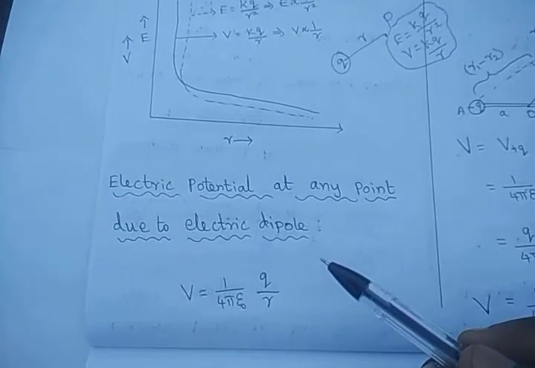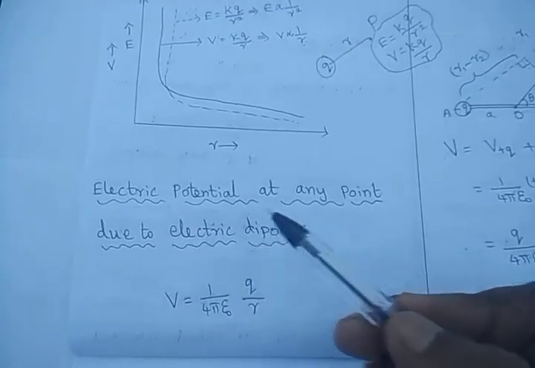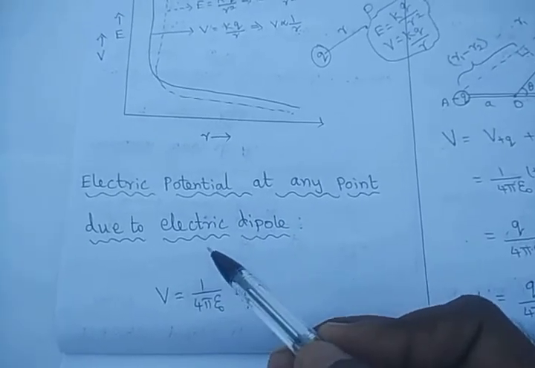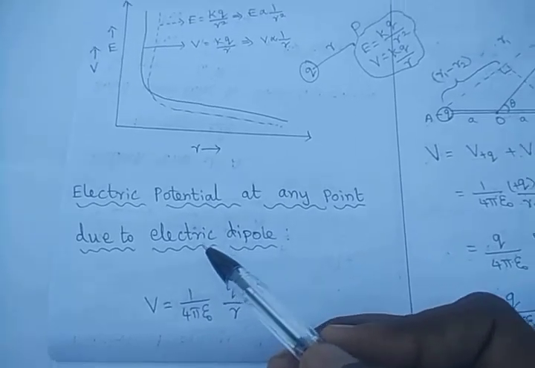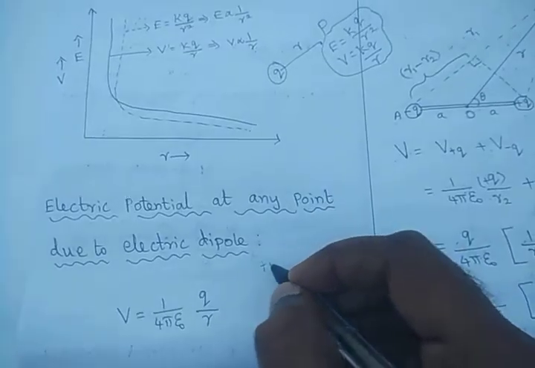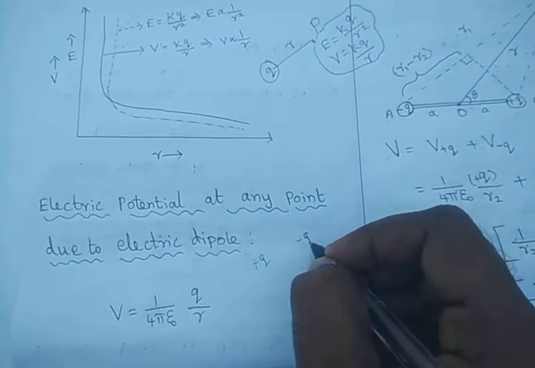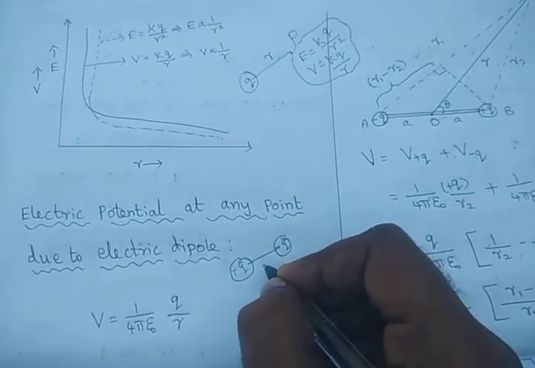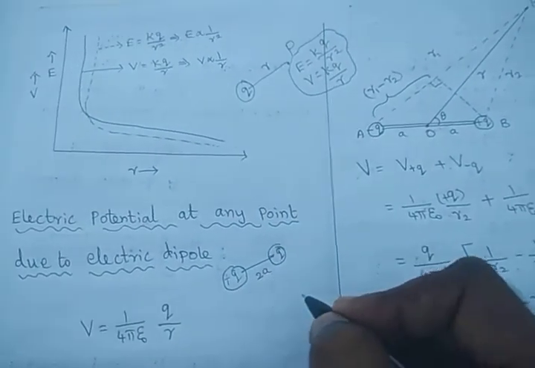Dear students, in this session we are going to see about electric potential at any point due to an electric dipole. Do you remember what an electric dipole is? Yes, two equal and opposite charges, a positive and a negative charge, separated by a small distance. We always denote the small distance as a.